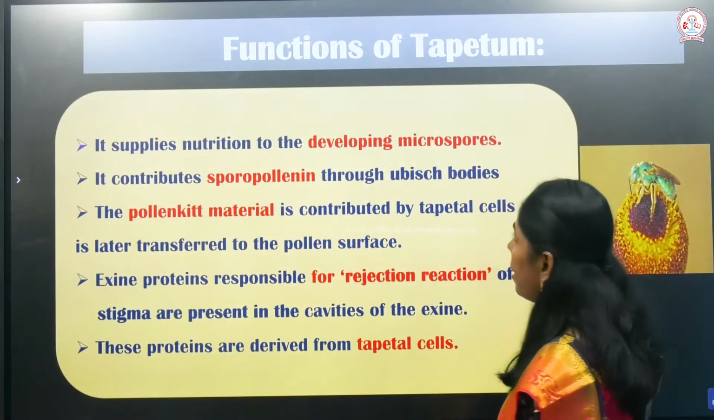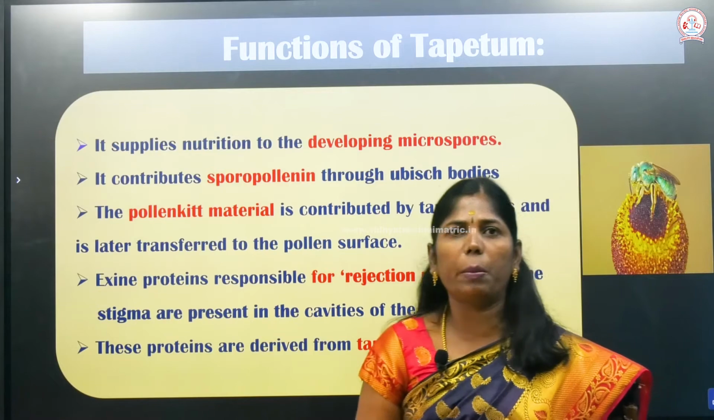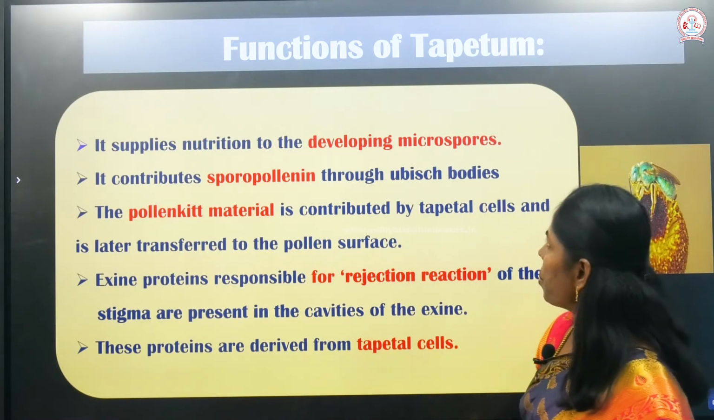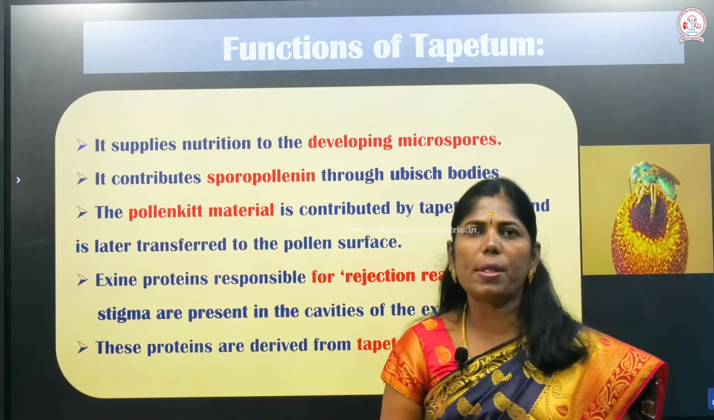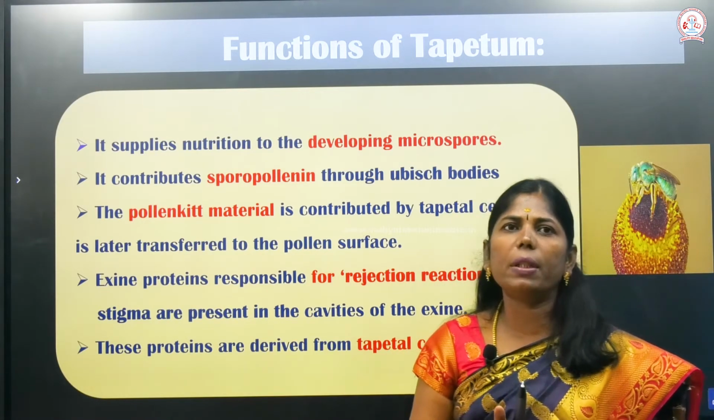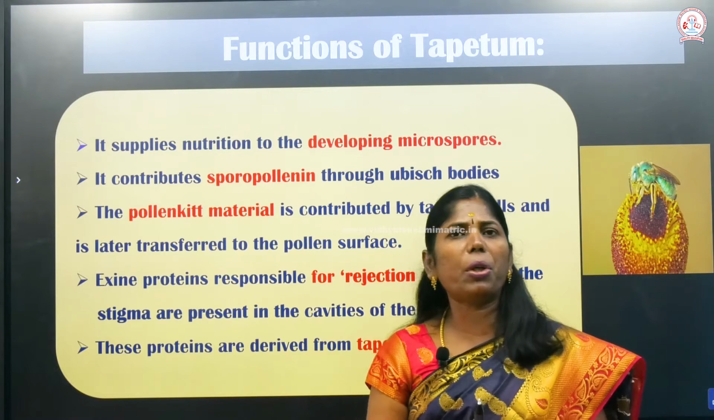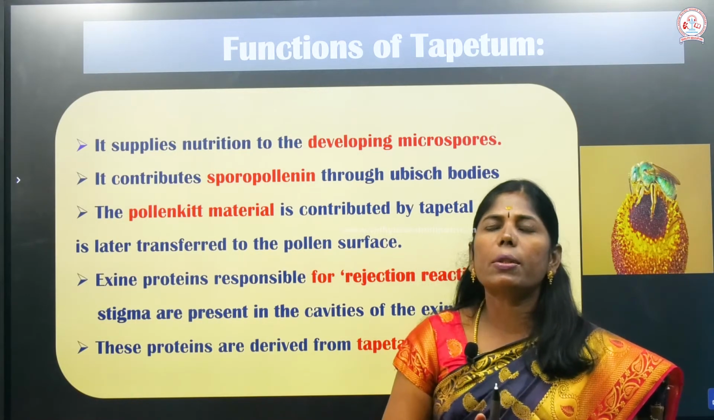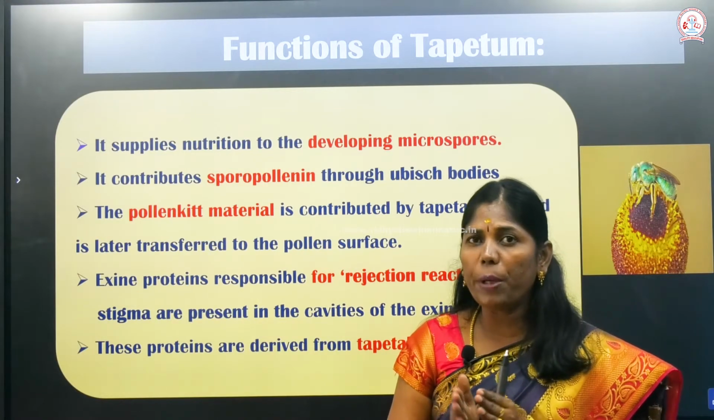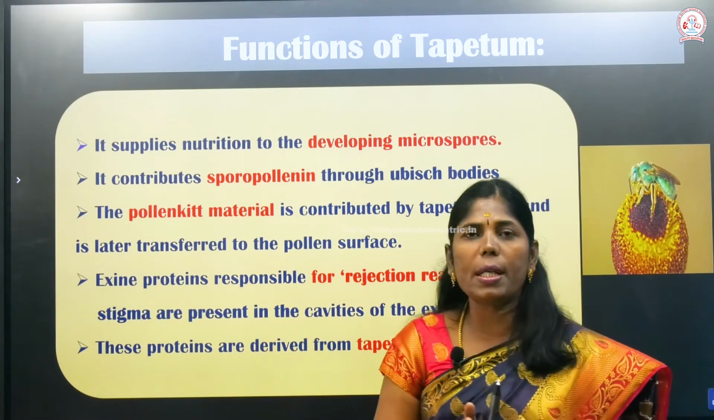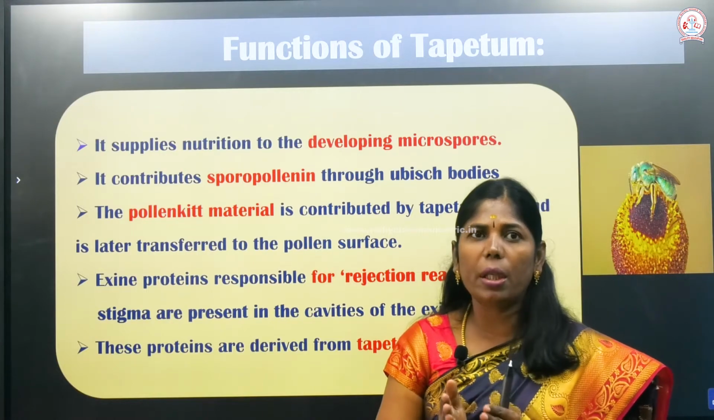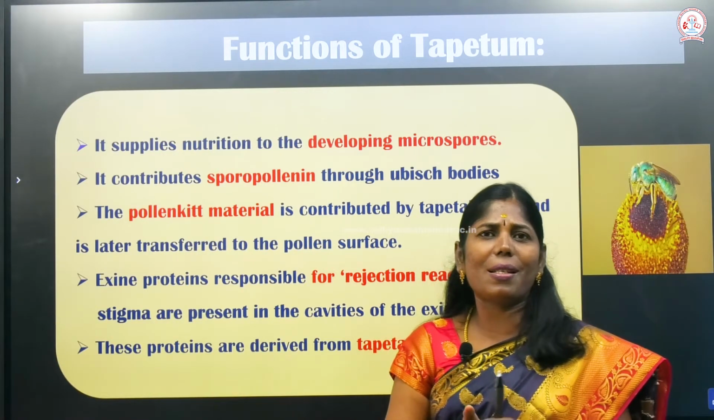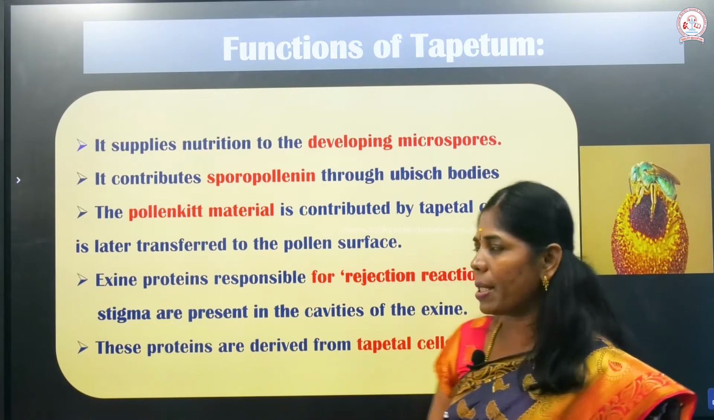The types of tapetum is very important, a 3 mark question, children. Functions of the tapetum: the first one is to supply nutrition to the developing microspores. This is the basic function of the tapetum. Next, it contributes the sporopollenin. The sporopollenin is contributed by the tapetum through the Ubisch bodies, which I already explained are produced from the secretory tapetum. And another one is the pollen kit materials. The pollen kit materials attract the insects to the pollen grains. You can see the picture here.